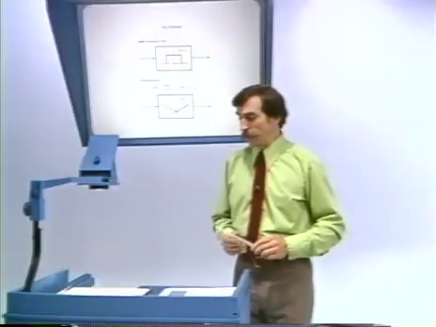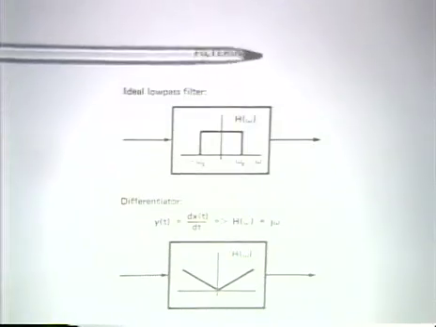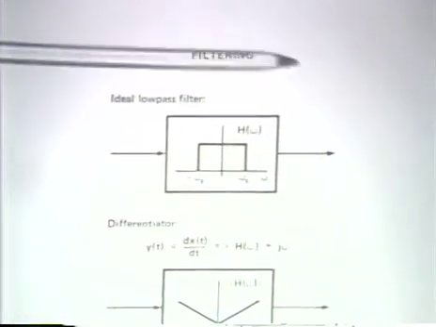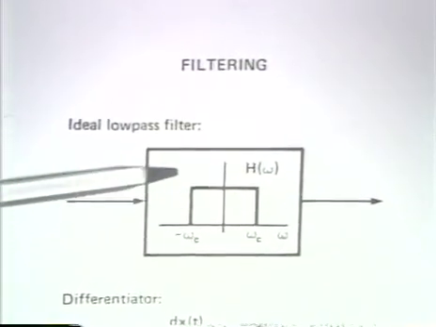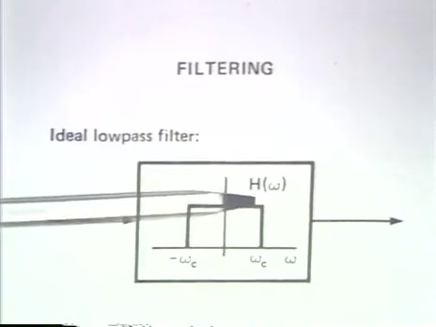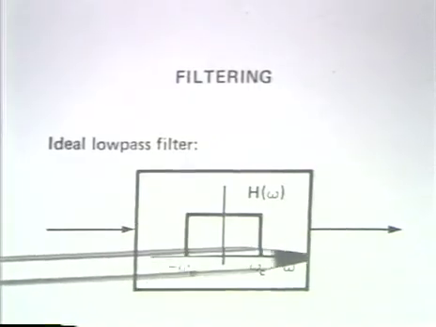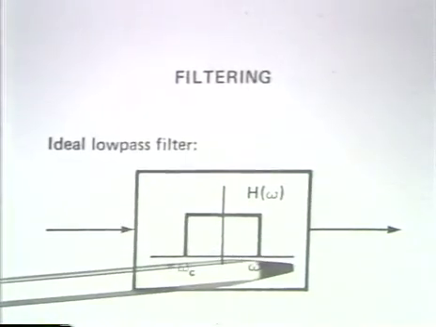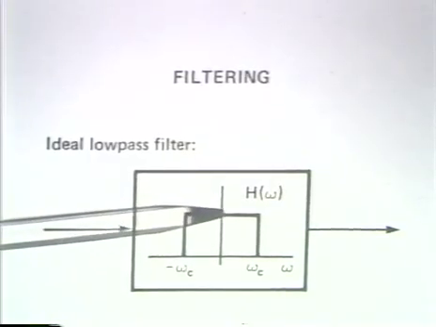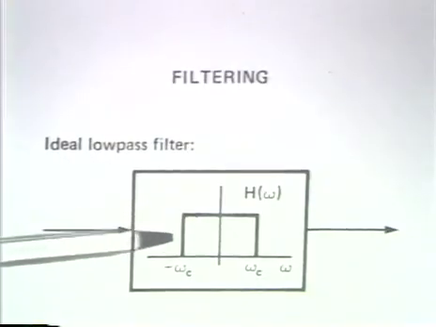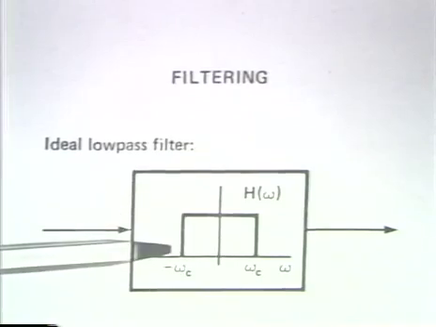For example, what I've illustrated here is the frequency response of what is commonly referred to as an ideal low-pass filter. What an ideal low-pass filter does is to pass exactly frequencies in one frequency range and eliminate totally frequencies outside that range. Another filter which is not so ideal might, for example, attenuate components in this band, but not totally eliminate them.